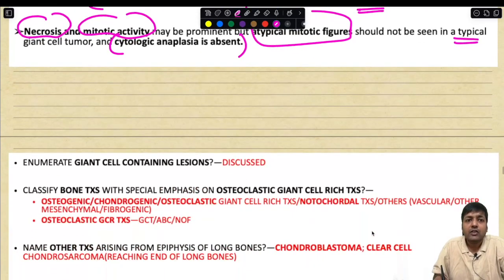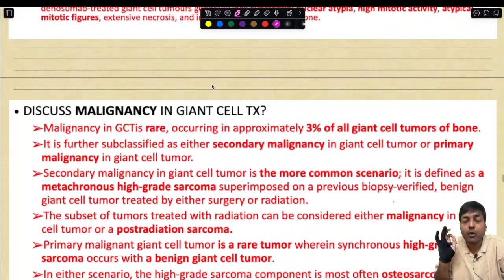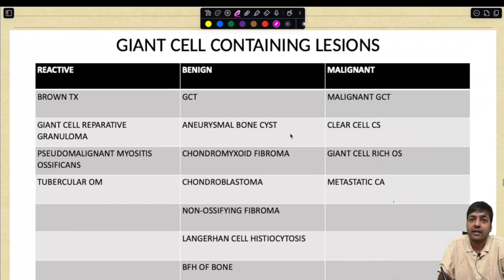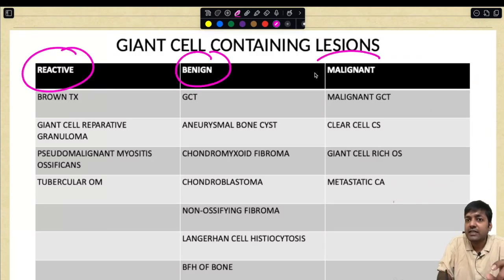Let us now come to the important question. We have discussed the key histological points. So enumerate the giant cell containing lesions. Very importantly, you can have reactive lesions, benign lesions, and malignant lesions containing giant cells. So what are the reactive conditions containing giant cells?